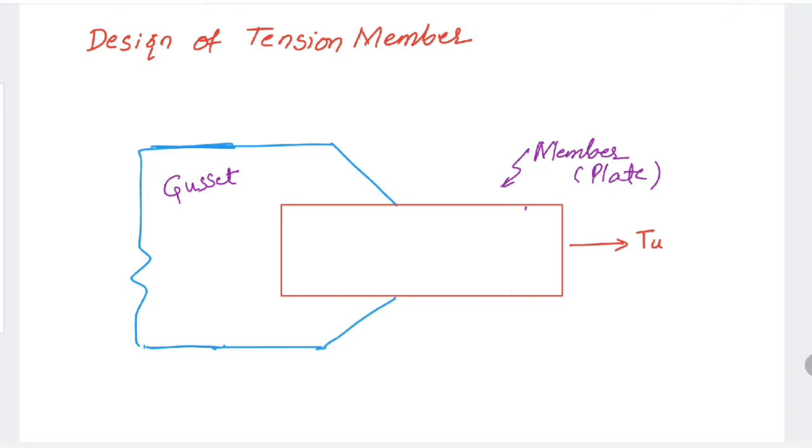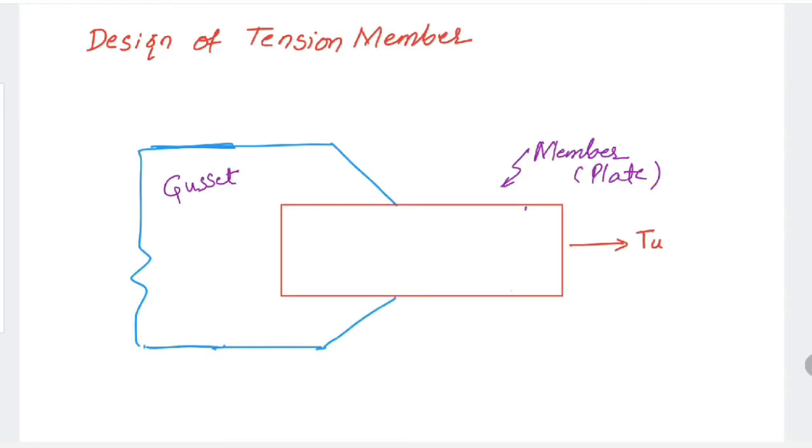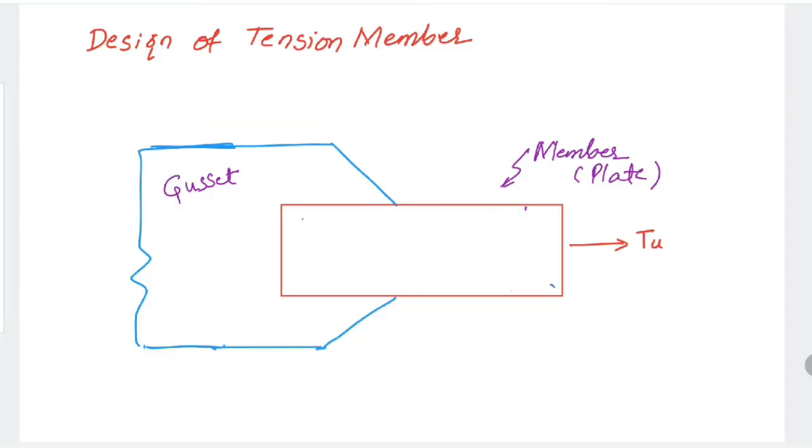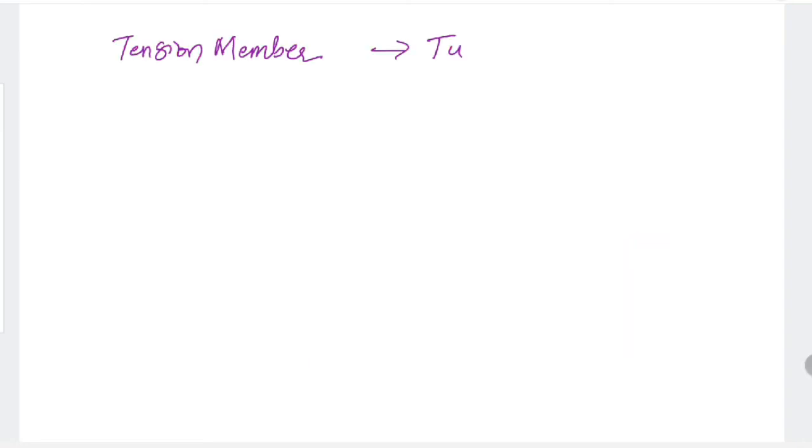Here, there are different failure patterns. Especially when the tension member is there, when you apply a force, that is Tu, the connection may fail, or there are three types of failures. This is the member which is connected to a gusset plate using 4 bolts. Whenever you apply a force, three types of failure will occur.